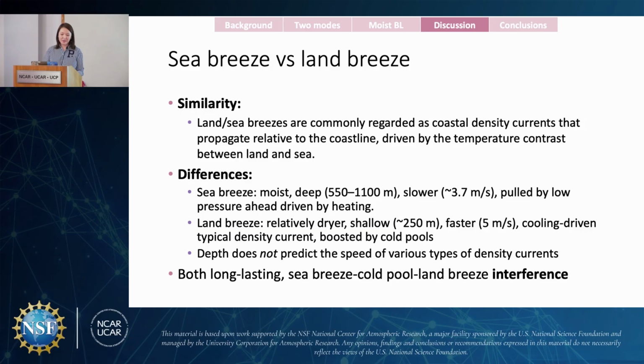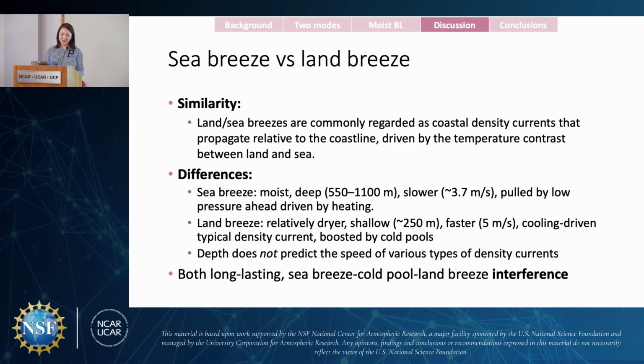The sea breeze is moist and the land breeze is relatively drier. The sea breeze is deeper, but propagates slower. The land breeze is shallower, but propagates faster. So we suppose that the sea breeze is more like being pulled by low pressure ahead, driven by radiative heating at daytime. And the land breeze is a typical cooling-driven density current. And it may also be boosted by the cold pools.